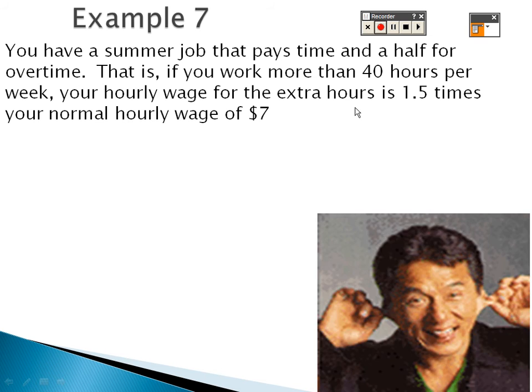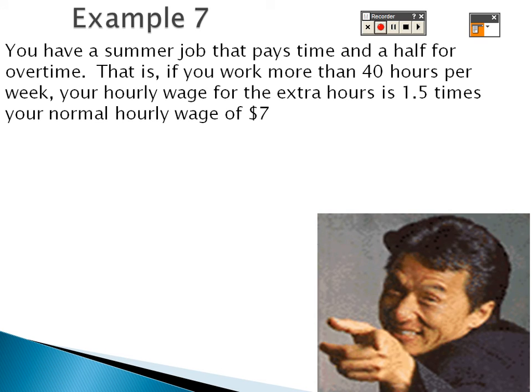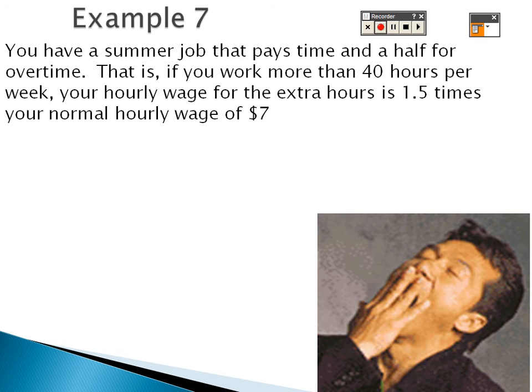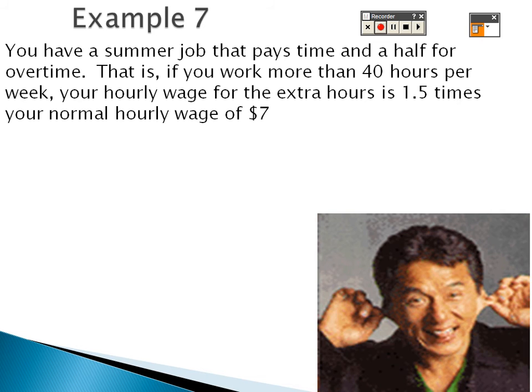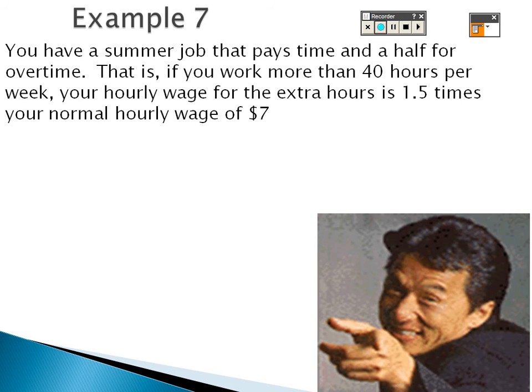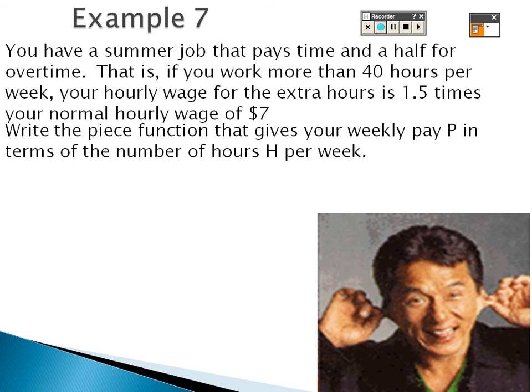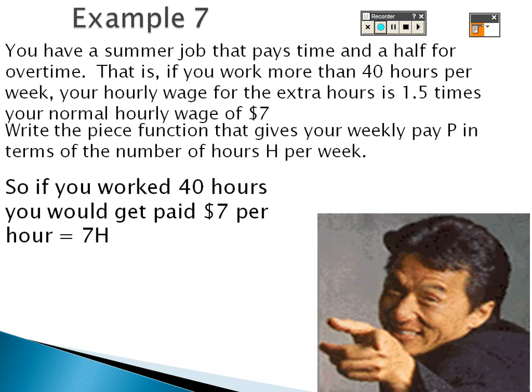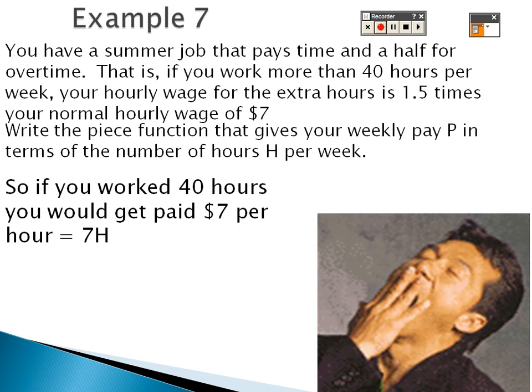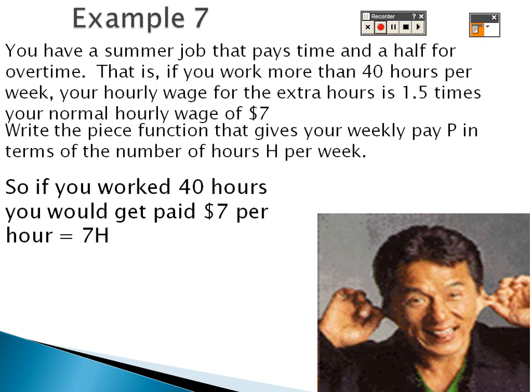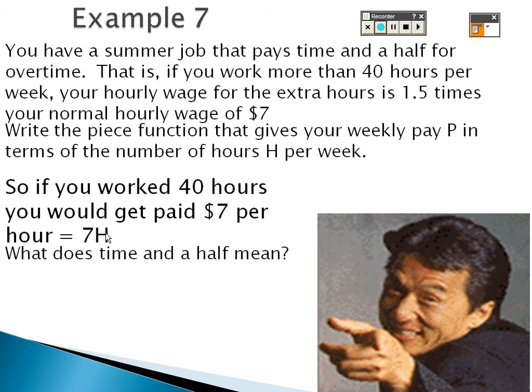So, example 7, you have a summer job that pays time and a half for overtime. That is, if you work more than 40 hours per week, your hourly wage for extra hours is 1.5 times your normal hourly wage of 7. So I write a piecewise function for this. So what it means is, if you work 40 hours, you get paid $7 per hour. So 7h is what you're going to get.